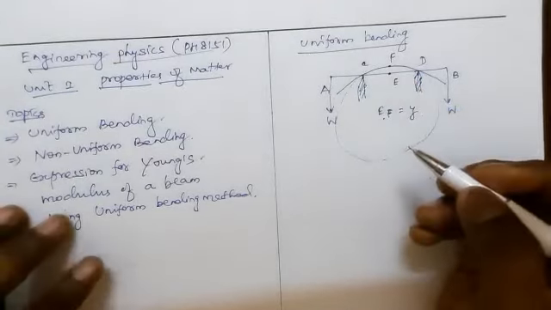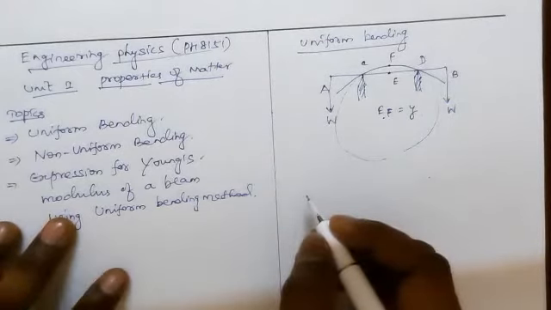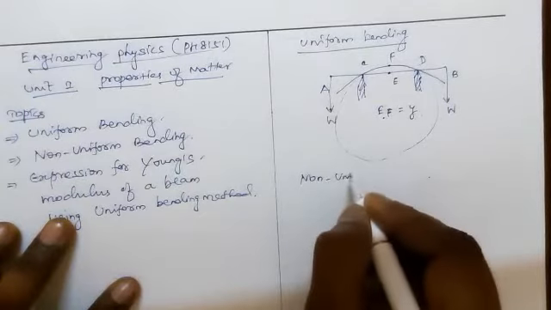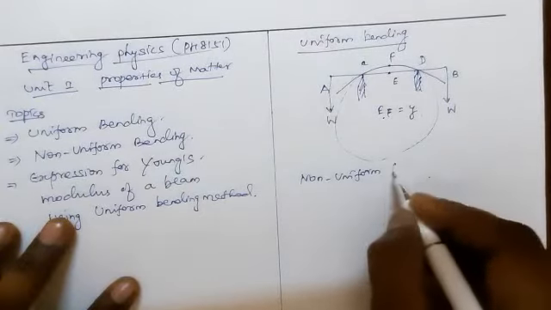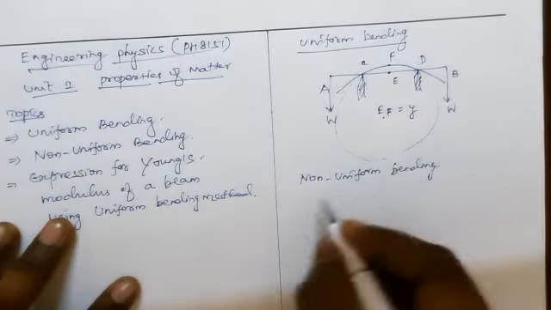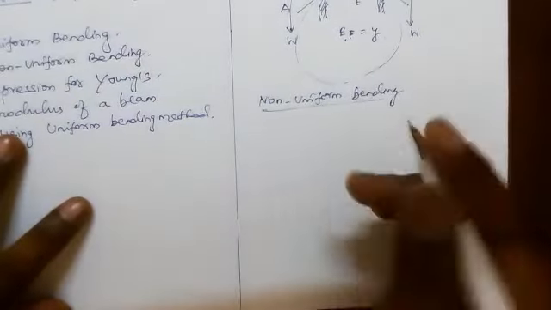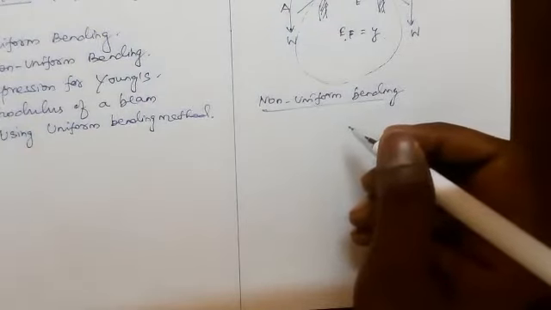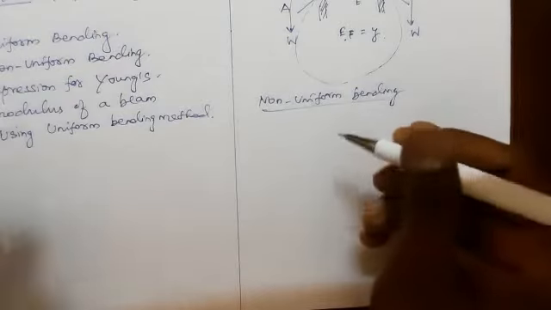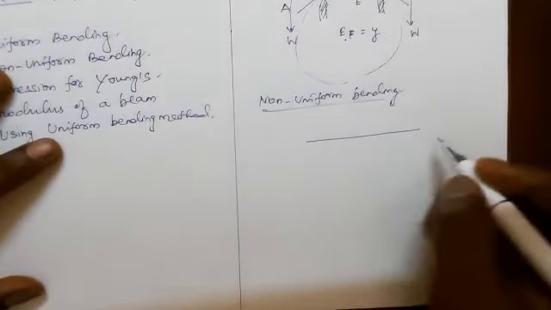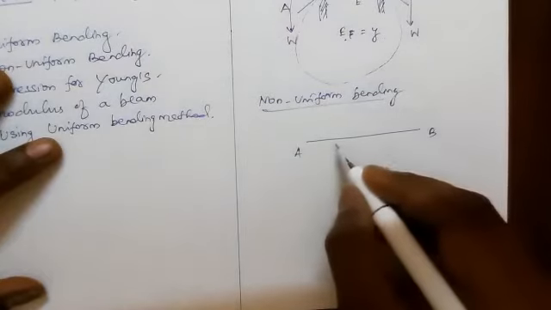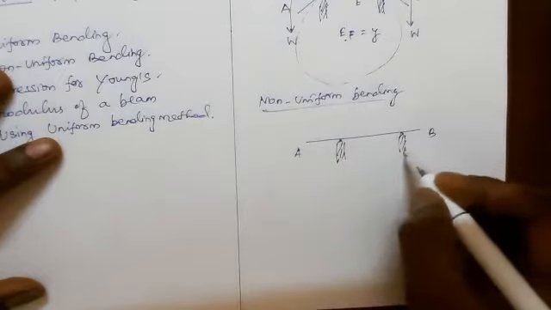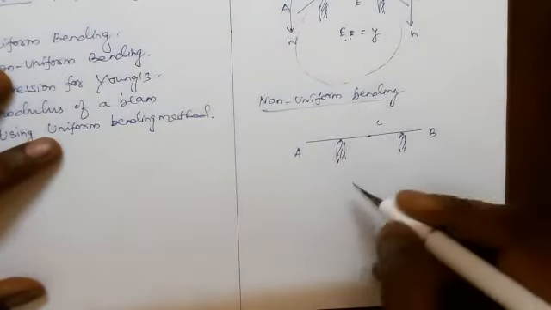Next, we move to the next topic, non-uniform bending. What is non-uniform bending? Similar to the previous concept, we take a beam of length AB and support that beam on two symmetrical knife edges. The center of the beam is C.